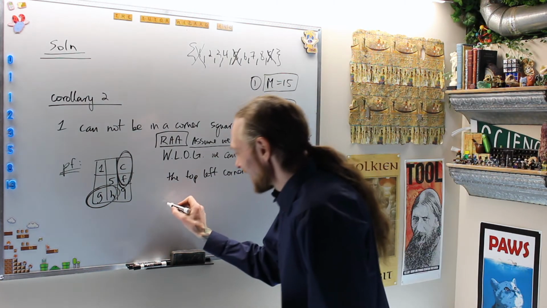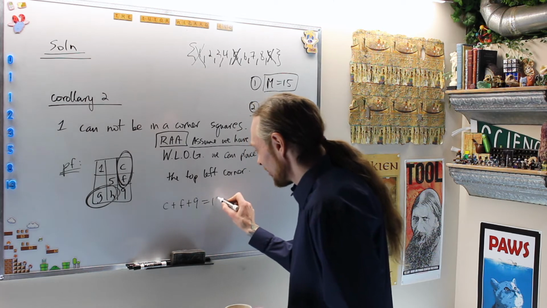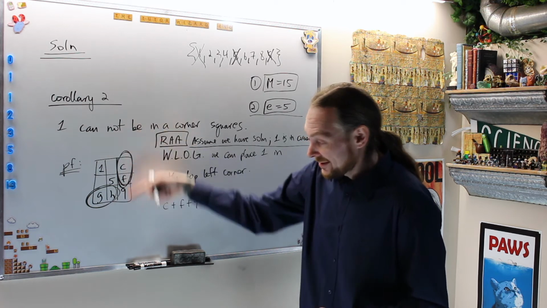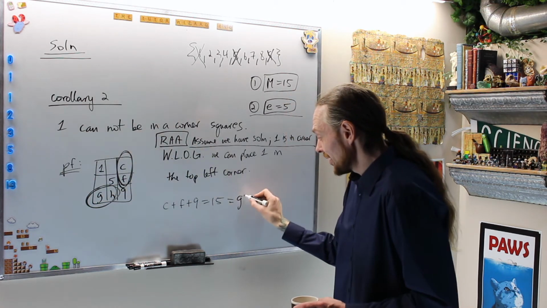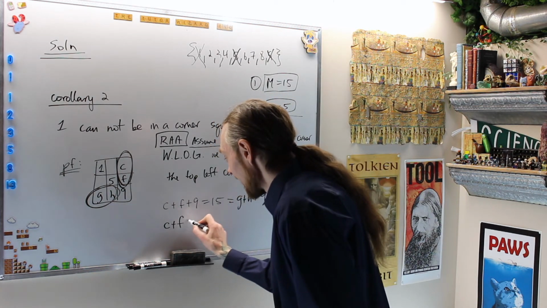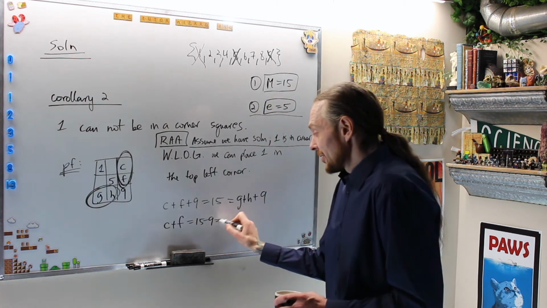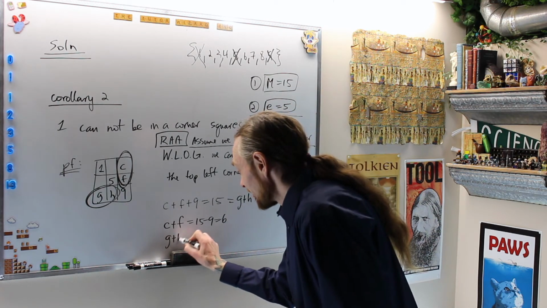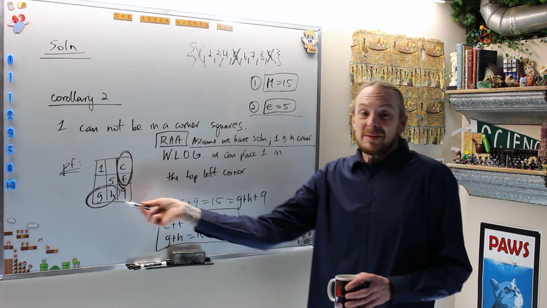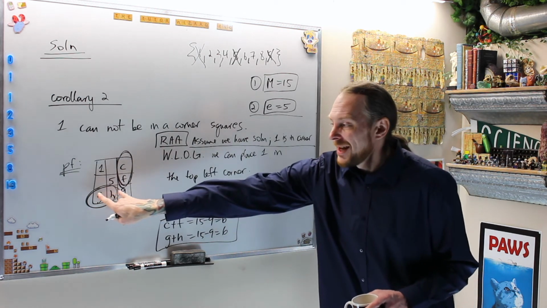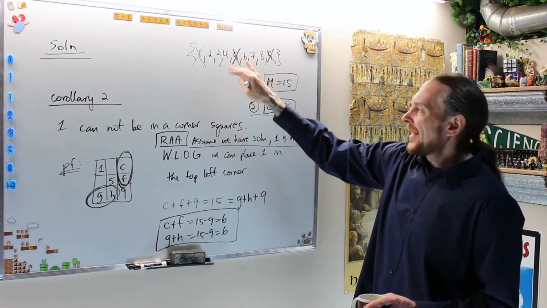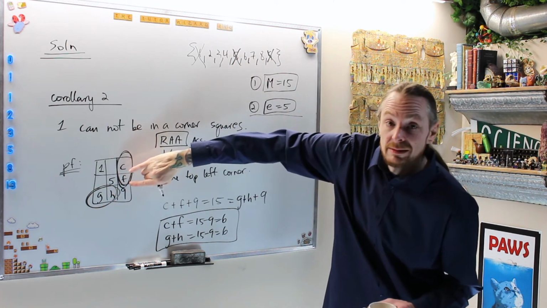But what does that say? That says C plus F plus 9 has to equal 15. And this column has to equal, the sum of those has to be 15. And so does this. So G plus H plus 9 has to be 15. And then what I get from that is C plus F has to equal 15 minus 9, which is 6. And G plus H has to equal 15 minus 9, which is 6. So these two spots, the two numbers I picked, have to sum to 6 somehow, and they have to be distinct from each other. They have to be in here, and they have to add to 6. And so do these ones.